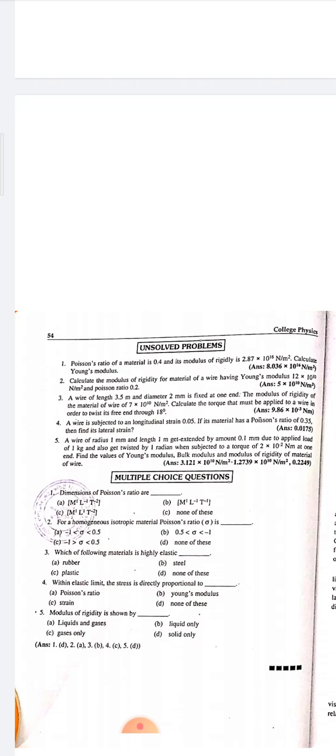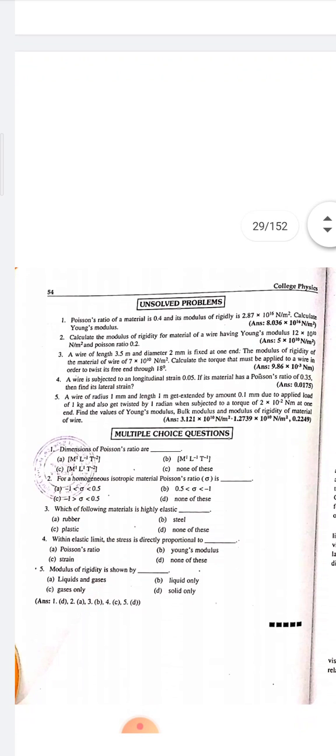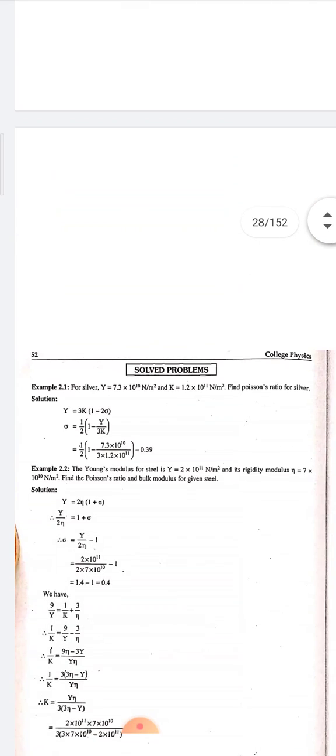Then which of the following materials is highly elastic? Rubber, steel, plastic. Steel will be the highly elastic, that you have to remember. Within the elastic limit, the stress is directly proportional to the strain. Modulus of rigidity is shown by solids only, that you have to remember. These are certain MCQs that are there in the derivation.